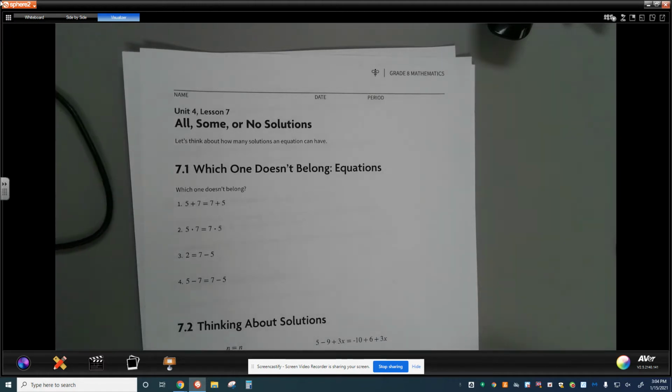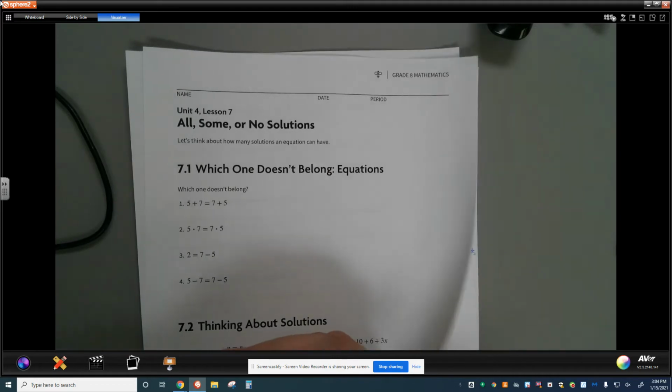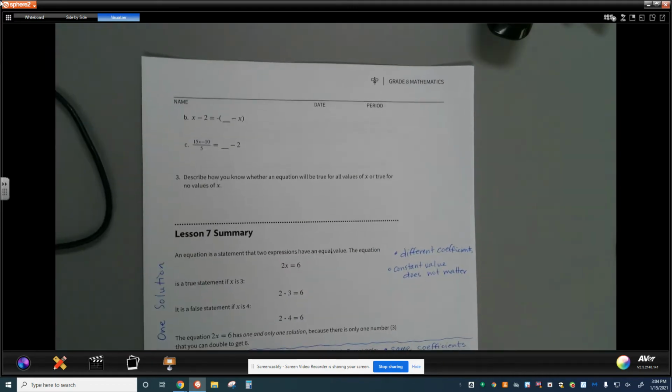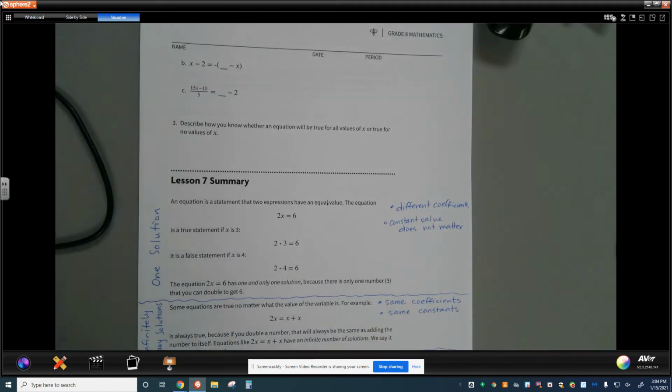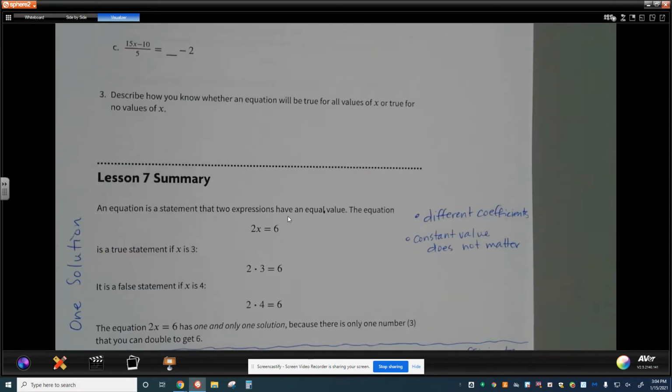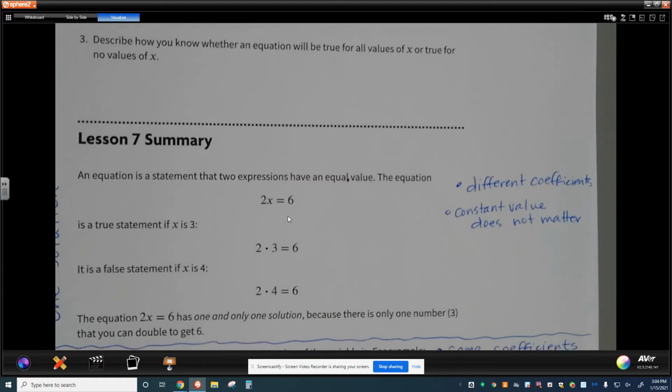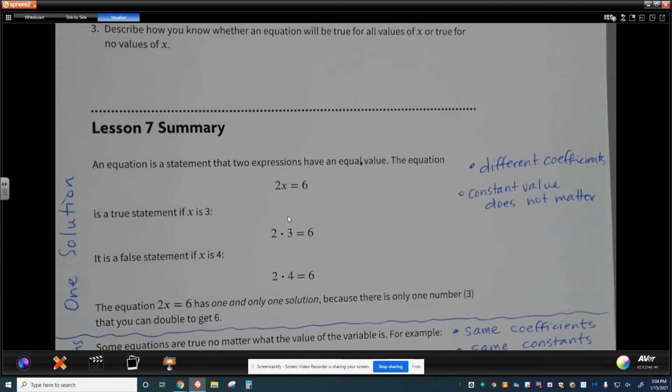To do this lesson, I actually want to go a little bit backwards. I want to start with the end in mind and talk about each of these really quick. When we talk about one solution, we're talking about a couple of things. First off, an equation is a statement that has two expressions that have an equal value, meaning that we're comparing those two expressions to each other.